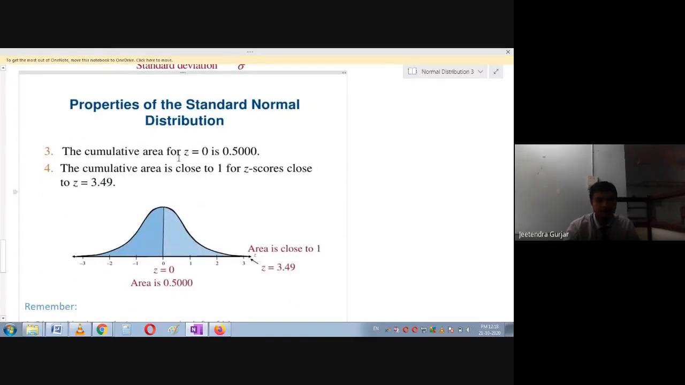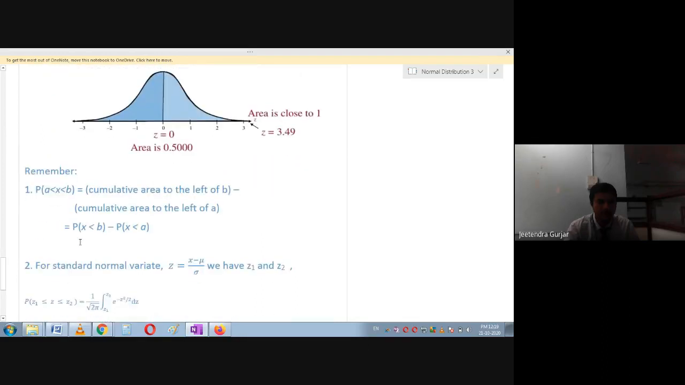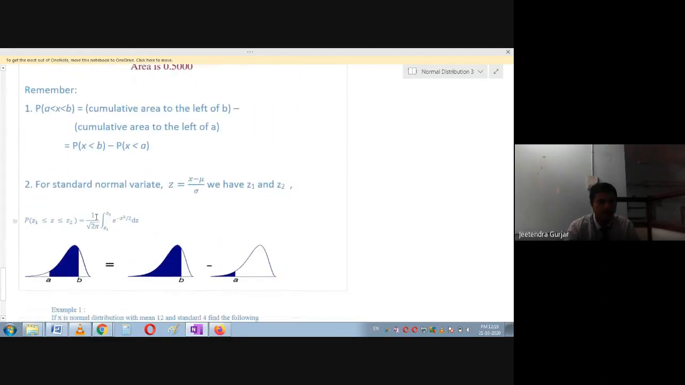The cumulative area for z equal to 0 we have to take as 0.5, and the cumulative area is close to 1. This full area, whatever the curve we have here, will always be 1. So the z score is close to z equal to 3.49. Here you can see this area is 0.5. Here they have taken z equal to 3.49, which means exactly here also we get minus 3.49. Just remember this. This is very, very important.